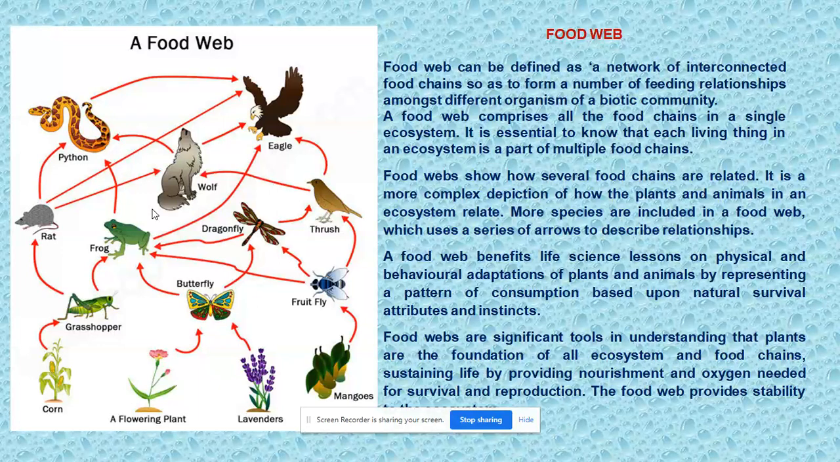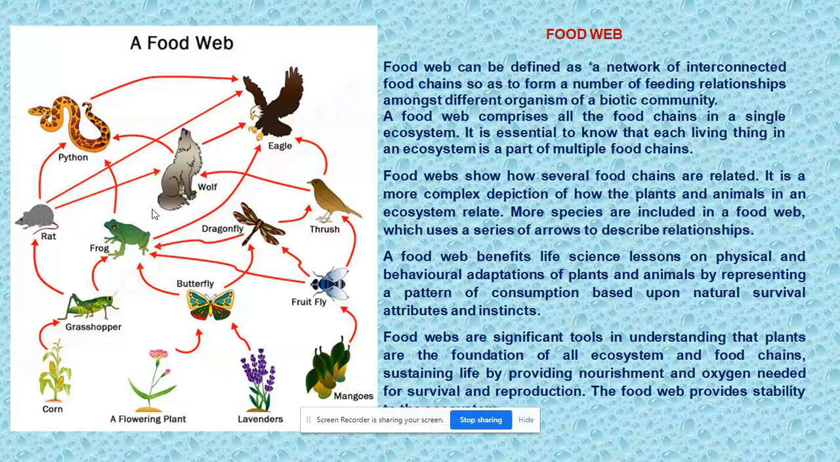It is a more complex depiction of how the plants and animals in an ecosystem relate. More species are included in a food web, which uses a series of arrows to describe relationships. A food web benefits life science lessons on physical and behavioral adaptations of plants and animals by representing a pattern of consumption based upon natural survival attributes and instincts.